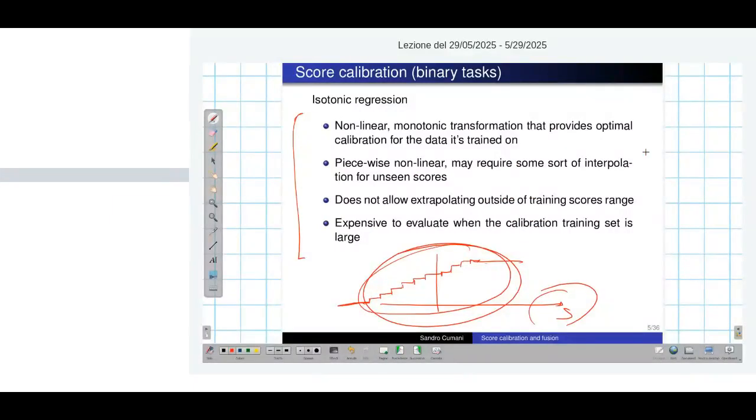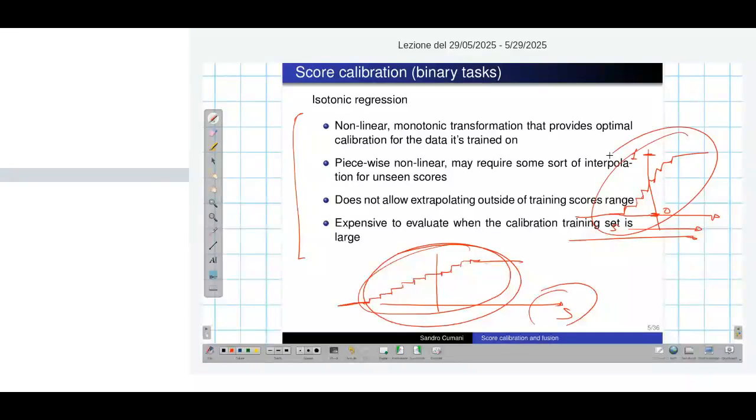Essentially, this is done by training, and we will not see how, a monotonic piecewise increasing function that will look something like this, that maps all the scores to a class posterior probability. So here it goes between 0 and 1, and all the scores are mapped to posterior class probabilities by estimating what is the posterior class probability of that class given the corresponding score.